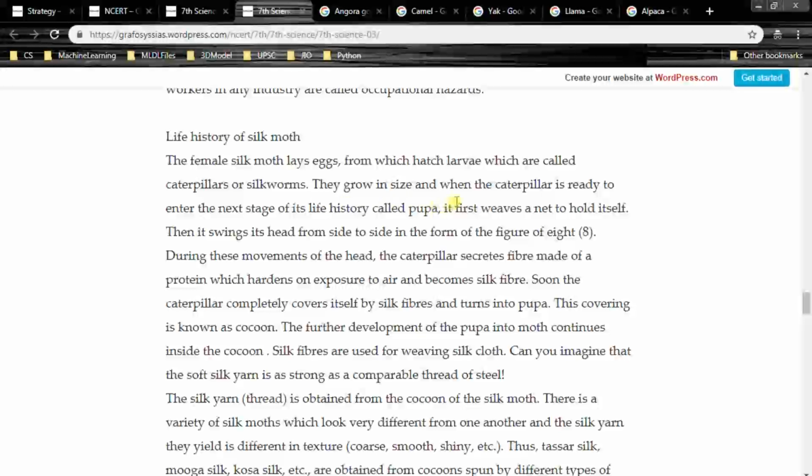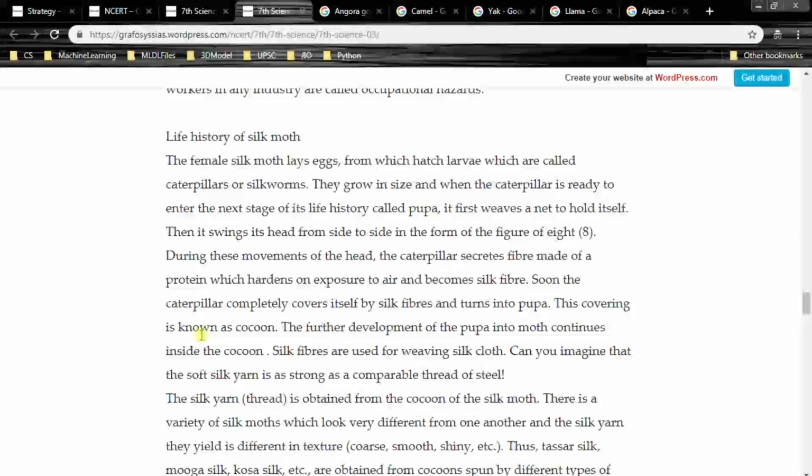They grow in size, and when the caterpillar is ready to enter the next stage of its life history called pupa, it first weaves a net to hold itself. Then it swings its head from side to side in the form of the figure of 8. During these movements of the head, the caterpillar secretes fiber made of a protein which hardens on exposure to air and becomes silk fiber. Soon the caterpillar completely covers itself by silk fibers and turns into pupa.